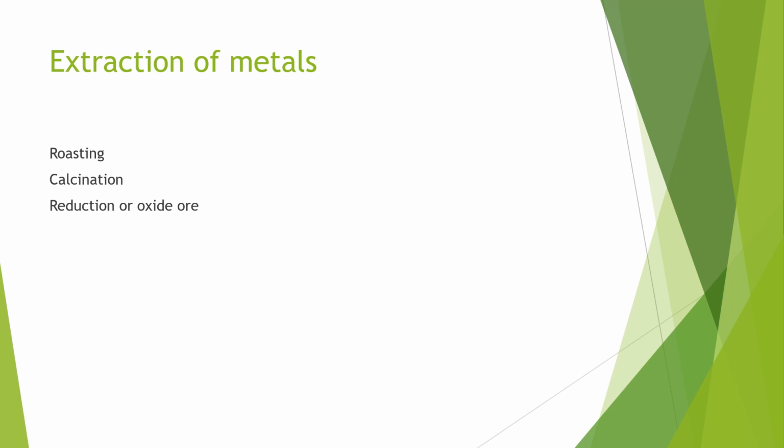Third is reduction of oxide ore. It is the process of conversion of metal oxide ore into metal. It can be done by heating the oxides with suitable reducing agents like carbon in the form of coke. Sometimes displacement reactions can also be used to reduce metal oxides to metals.